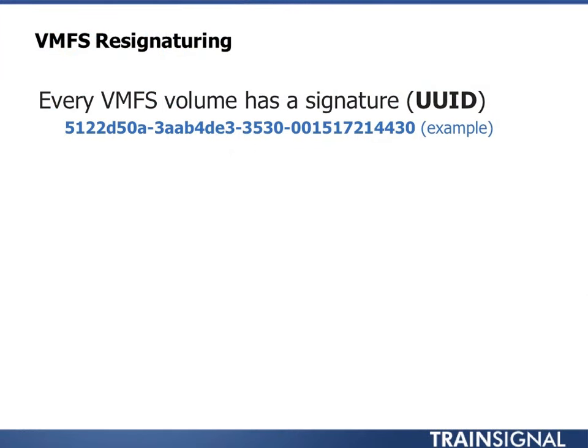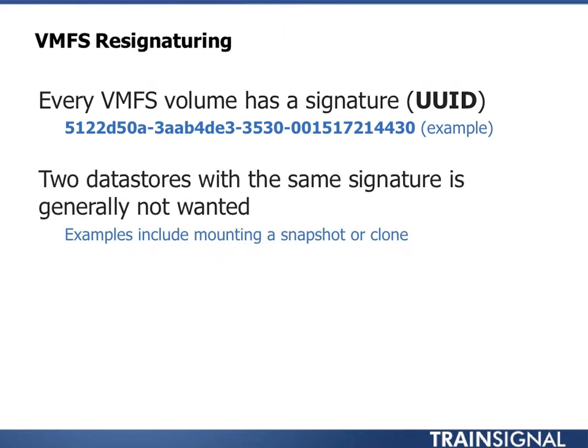So now let's talk a little bit about VMFS signatures and resignaturing. Every VMFS volume has a signature. It's a unique identifier, and there's an example of one right there. And the idea is two data stores with the same signature is generally not a good idea. Reason being is vSphere doesn't track things by the data store name. Names are too simple, they're too easy to duplicate, and it's a common problem. So you don't want to have two with the same signature, and that's how we keep these things unique.